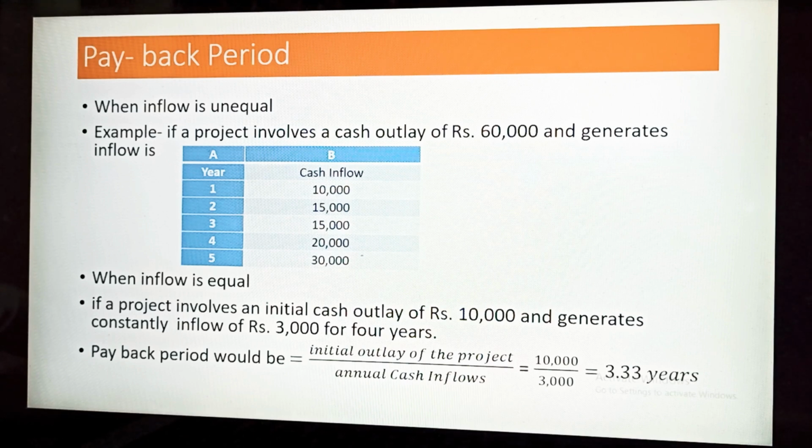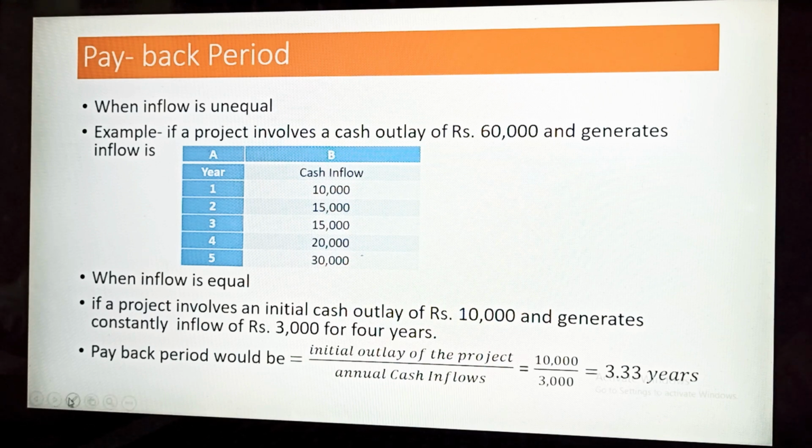So in this case, how will we calculate? Another question I have, you can check here, is how you will calculate this payback period. See, in the first, second, and fourth year, the payback period is 4 years, because the sum of cash inflow during 4 years is equal to the initial outlay.